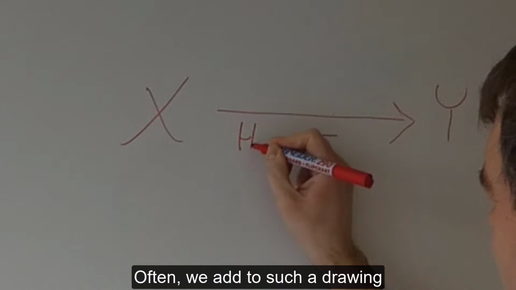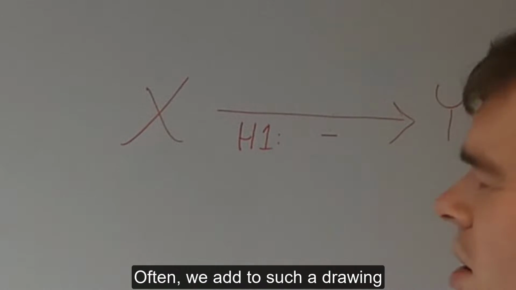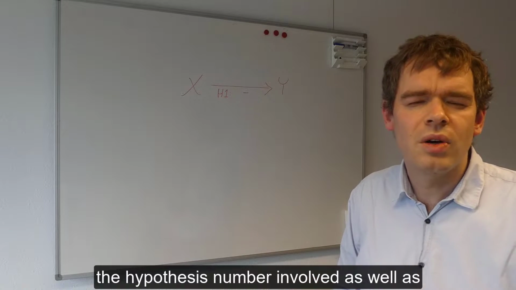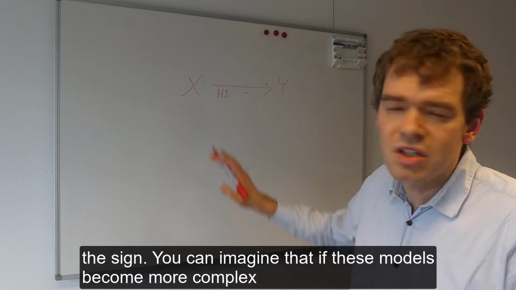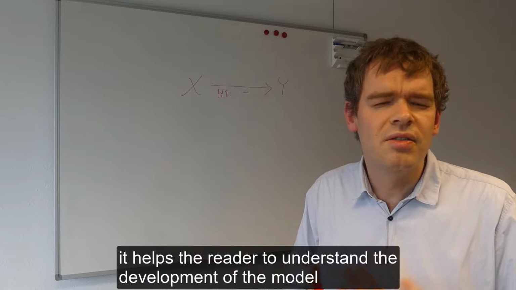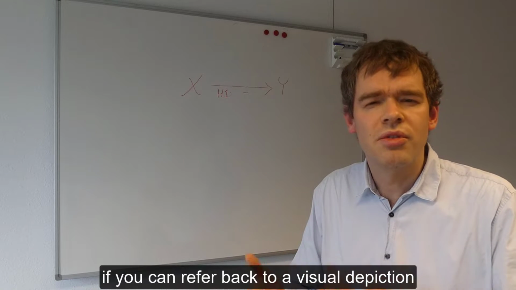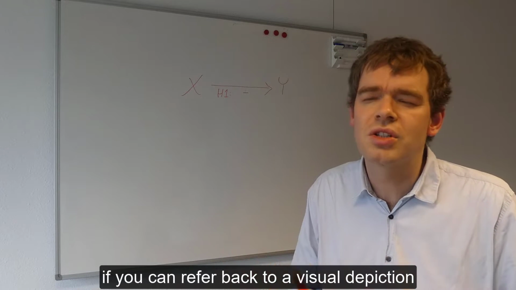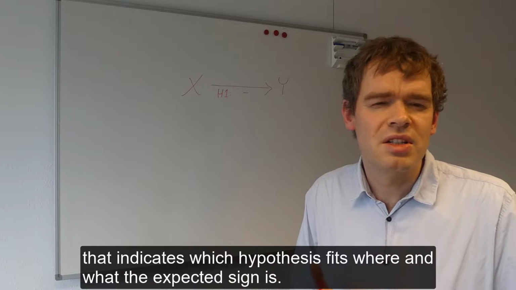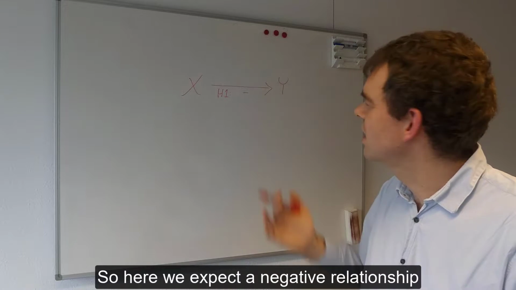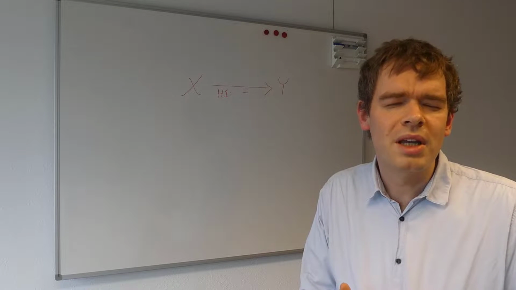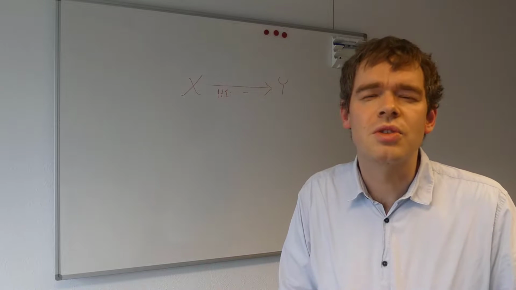Often we add to such a drawing the hypothesis number involved as well as the sign. You can imagine that if these models become more complex, it helps the reader to understand the development of the model if you can refer back to a visual depiction that indicates which hypothesis fits where and what the expected sign is. So here we expect a negative relationship between the number of days it takes to form a coalition government and subsequent trust in politics.